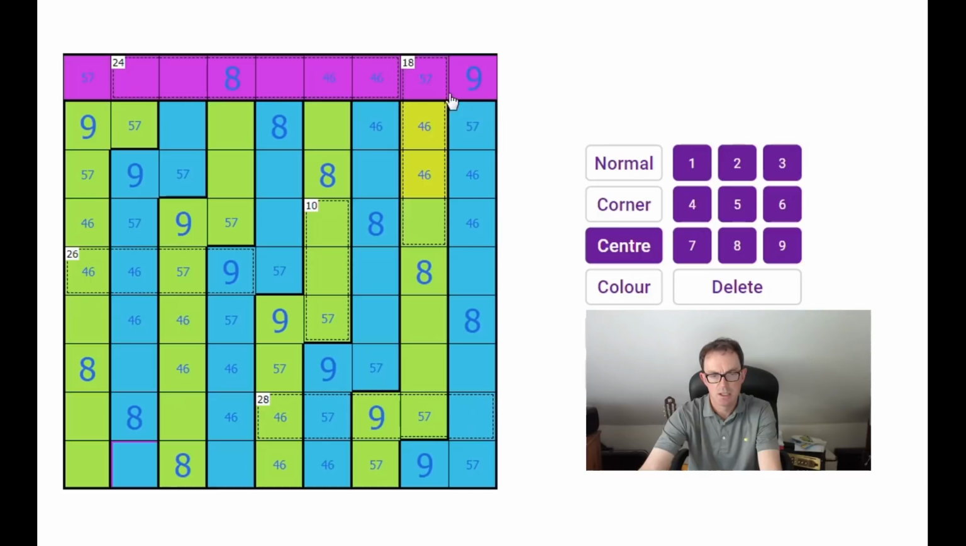Okay, so now, interestingly, in this 18 cage, we have a sum of 10. So we know this square is a 1 or a 3. And again, let's use it. 1, 3, 1, 3, and so on along the diagonal. Is that all of the 1-3s? I think it is.